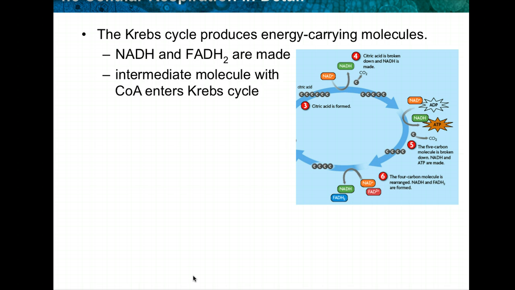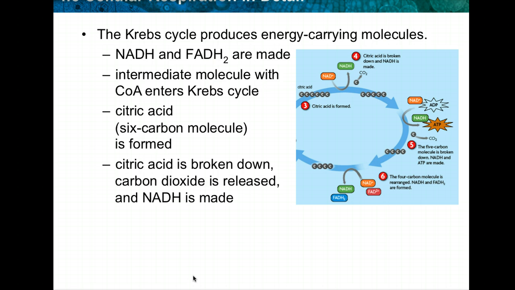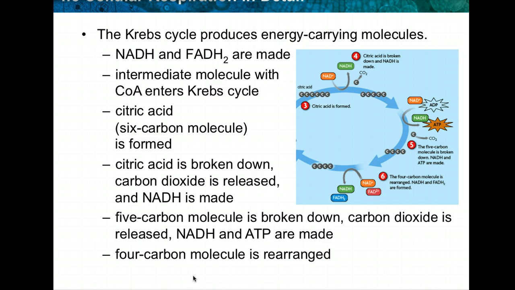So again, NADH is made, and intermediate molecules with coenzyme A enter the Krebs cycle. We talked about this, citric acid. So this is everything that we just talked about. If you have any questions, refer back to your book. Hopefully it made sense. This is a lot here, so if you just write this down, you're going to get very confused. But we essentially walked through what we needed to know.